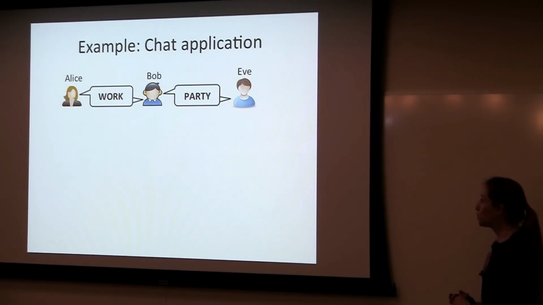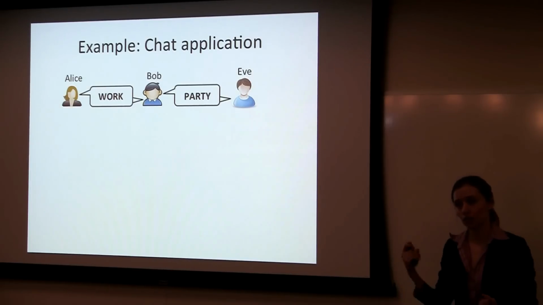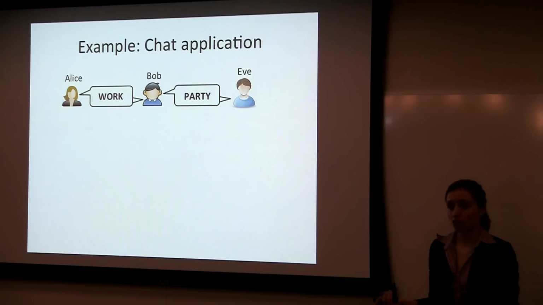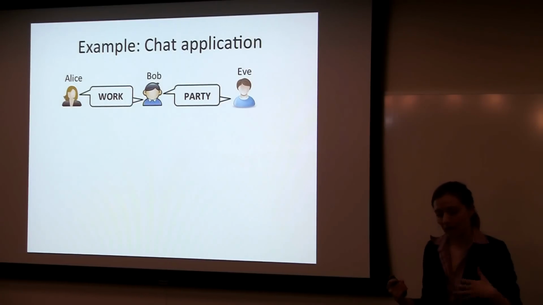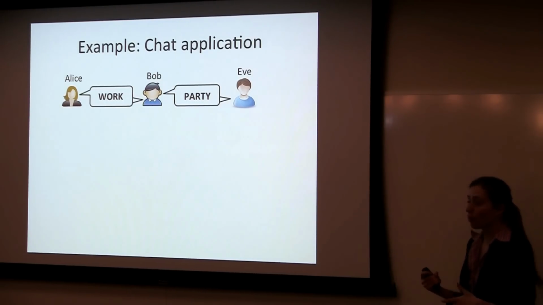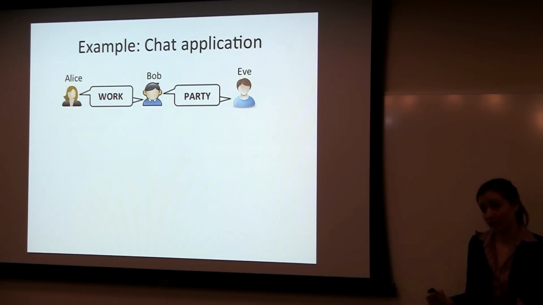OK, so to exemplify and explain these techniques, I chose a running example, a chat application. So here, users share chats. So for example, Alice and Bob chat about work, and Bob and Eve have a chat called party. But the point here is that only the users who share a chat should be able to see the contents of the chat and no one else.